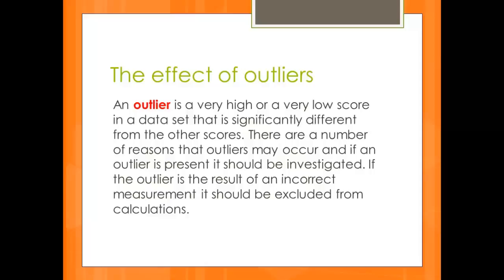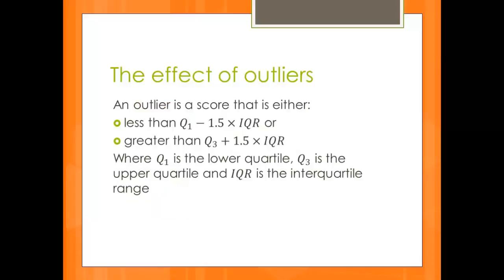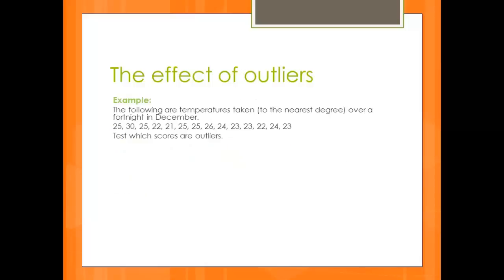If outliers are present, it is important that we investigate these, and it may sometimes be necessary to exclude outliers when we're performing calculations. We can use these rules to determine whether a score is an outlier. So an outlier is a score that is either less than the lower quartile minus 1.5 times the interquartile range, or greater than the upper quartile plus 1.5 times the interquartile range.